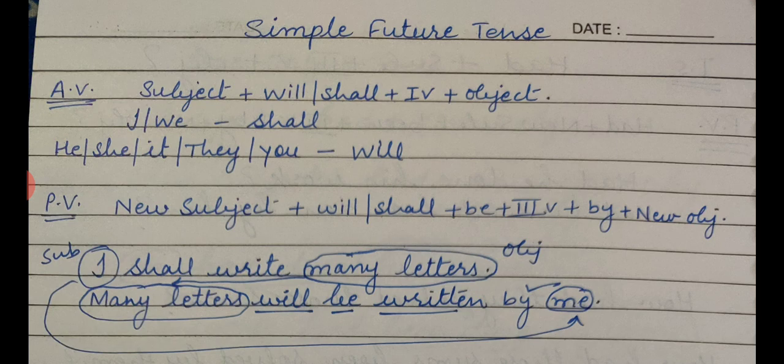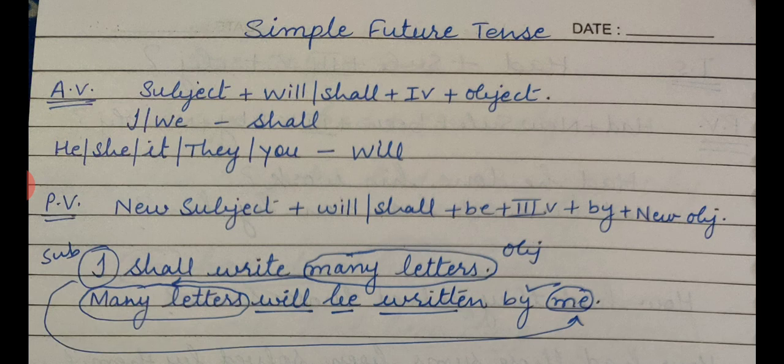Then I told you only with I and we are to use shall. With the rest we use will. So which helping verb will be used? Will. Make it passive by using be. Then the third form of write: wrote, written. And before you use the subject of active voice as new object in passive, we use by, and then I will change into me, because I is subjective case, me is objective. So many letters will be written by me.